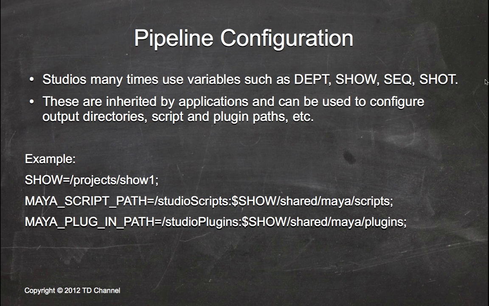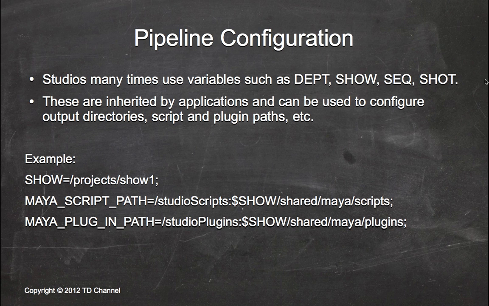So we can see an example down here. We have an environment variable called show, and it's been set to project/show1. And then you have the environment variable Maya script path. Maya script path is being set right now to /studio scripts. So this would be all the scripts that are part of the studio.